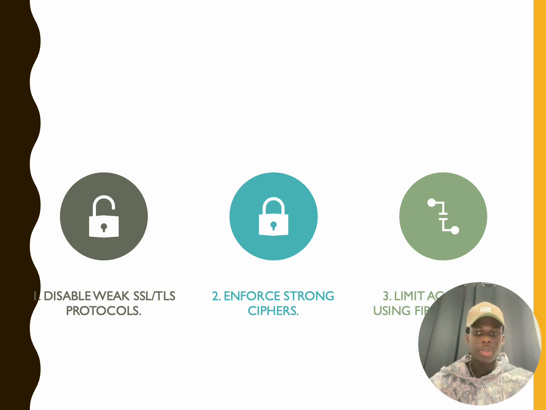Securing our IMAPS configuration is crucial to prevent unauthorized access. First, we start by disabling weak SSL and TLS protocols like SSL version 2 or SSL version 3, which are outdated and insecure. Next, we enforce the use of strong ciphers to ensure that data encryption is robust. Finally, we limit access by IP using firewall rules, allowing only trusted IP addresses to connect into our machines.